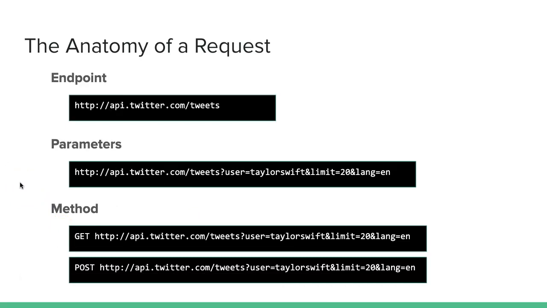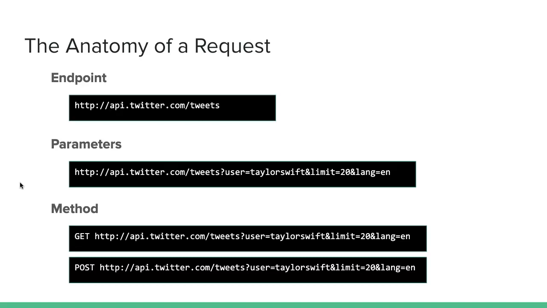So all this information is typically listed out in the API documentation. So these are the key things you want to look for. You want to find out, okay, what's the endpoint? What are some parameters I need to pass in to get my information? And then what kind of method is it? Is it a GET method or a POST method?